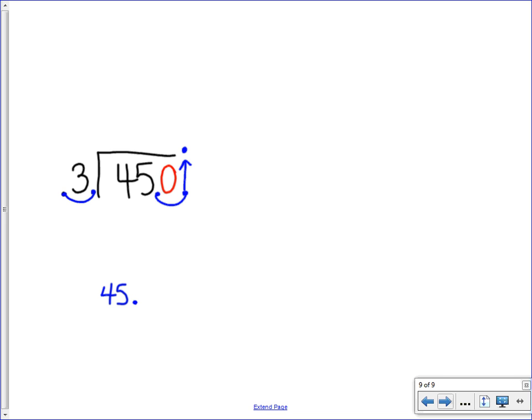All I have to do is go back and divide. Does 3 go into 4? Yes, once. Multiply, bring down. Does 3 go into 15? Yes. 5 times, multiply, subtract, bring down. Does 3 go into 0? No. So 0 times 0, and I'm done. My answer is 150. And because of where my decimal place is, it's 150, and it's a whole number.